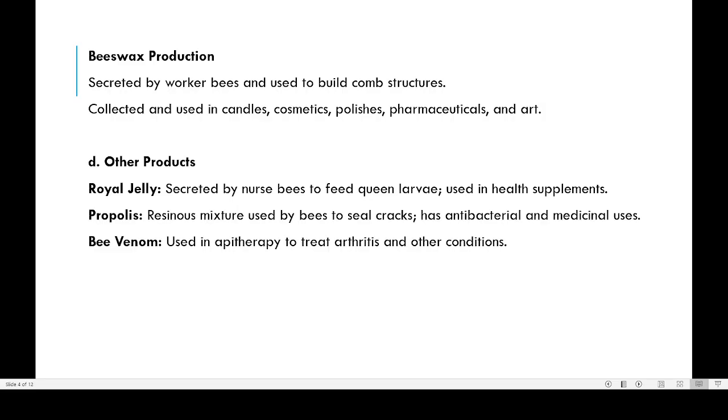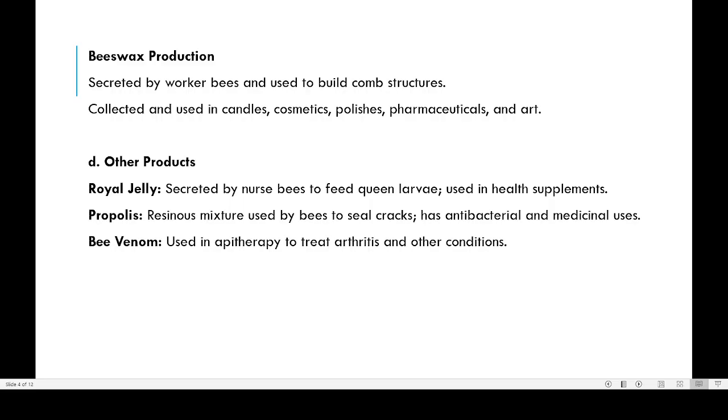Then finally we have bee venom. Bee venom is used for treating arthritis, joint pain, and many other conditions. So bee venom is good for relieving pain. For treating pain, bee venom is commonly used.